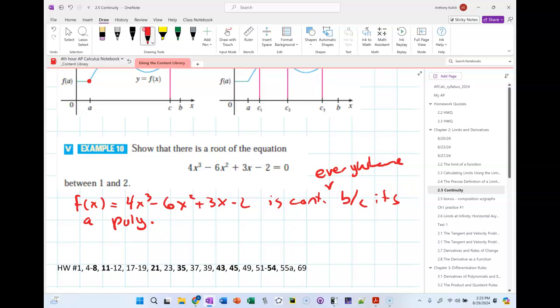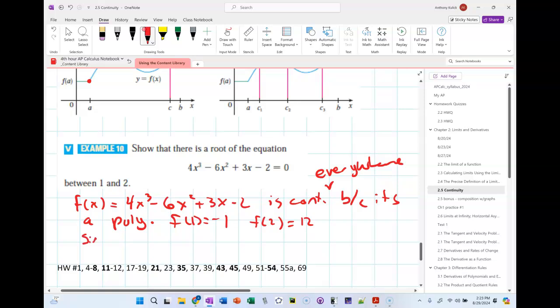Where do you think I should check? Let's just check 1 and 2. If I do 1, that's 4 minus 6, that's negative 2, plus 3 is positive 1, minus 2 is negative 1. F of 2, that's 32, minus 24, that's 8, plus 6 more is 14, and then minus 2 is 12. Okay? Everybody's okay with that?